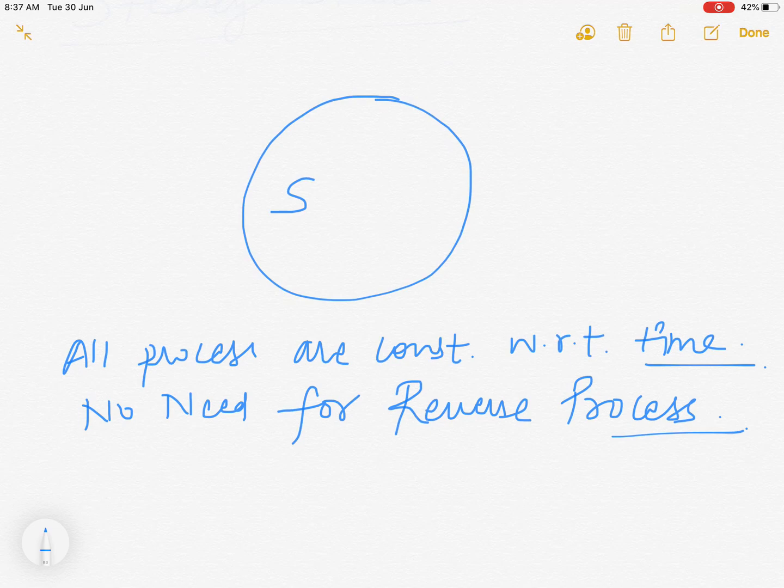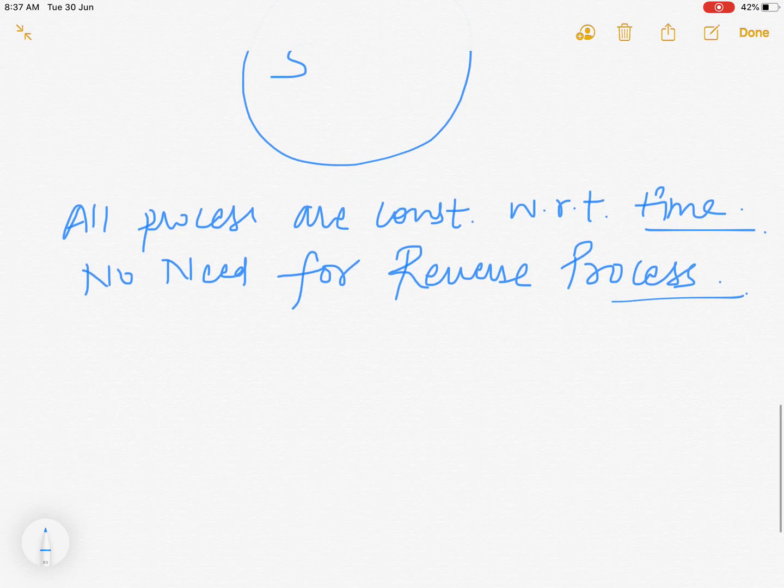But in a steady state, if the process is constant with respect to time, then over a period of time we won't notice any change of energy in that system. So exactly reverse process is not required. All processes which are independent of each other, if we observe that over a period of time there will be no change in that process, then obviously there will not be any change in the heat energy. So the system would be said to be in a steady state.